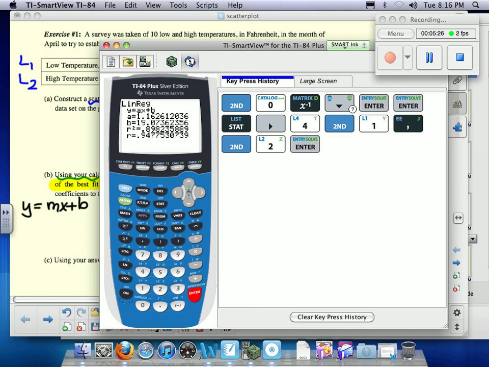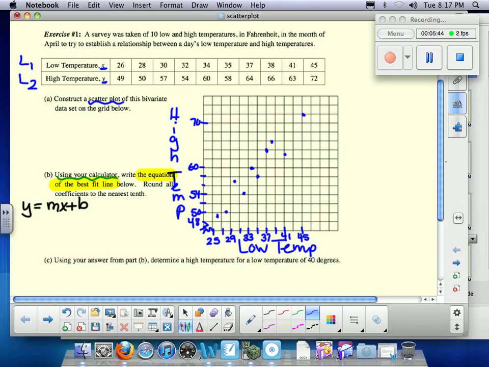Okay, so back to our problem. We're supposed to use our calculator to find the equation for the line of best fit. Round to the nearest tenth. So our slope is our A value, and our y-intercept is our B value. So we have, rounding our A value to 1.2 and our B value to 19.1. That will be our line of best fit.